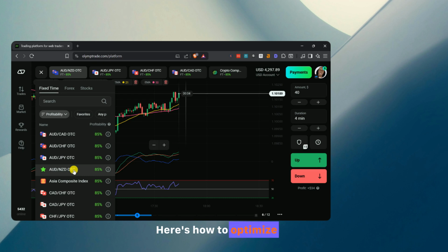Here's how to optimize your Olymp Trade setup for these indicators. Go to the chart settings and switch to candlestick view. It works better with these indicators than line charts. Add your RSI, 14 period, levels at 25 and 75, MACD, 12, 26, 9, and EMAs, 21 and 50 periods, in different colors so they're easy to distinguish. Pro tip, save this as a template in Olymp Trade so you don't have to rebuild it every time. Just click Save Template and you're golden.